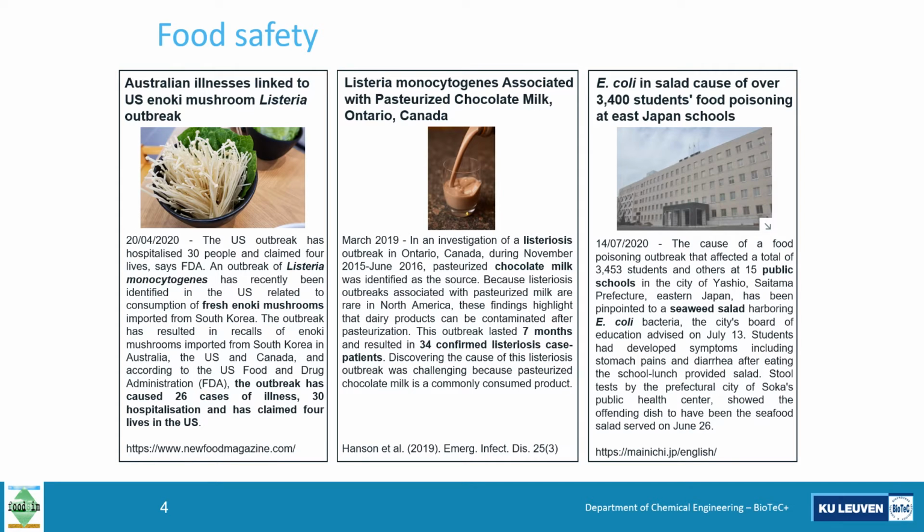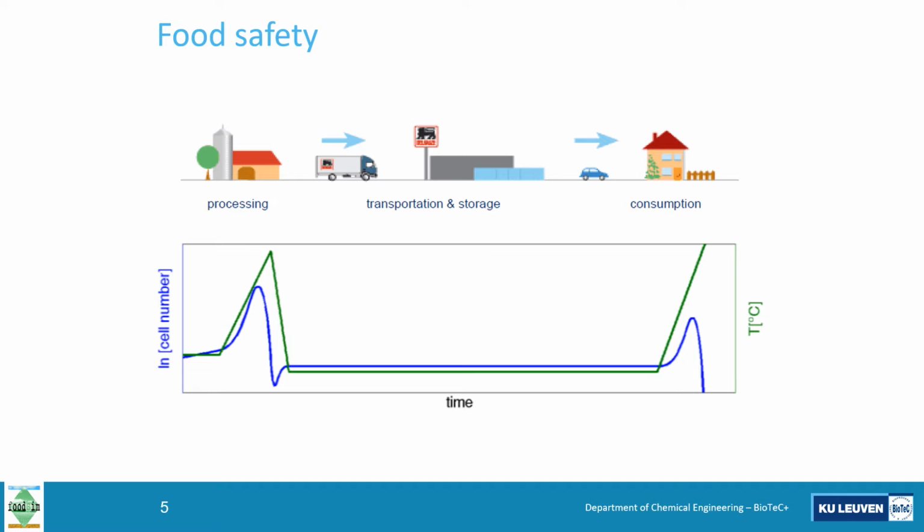Now the middle example is an outbreak associated to pasteurized chocolate milk, so heat treated, and this shows that even in this case we could still get the problems with food safety. Now to illustrate this, an example of a typical food chain, the processing plant, transport and storage, and consumption at home. And here at the bottom you see in blue the cell numbers inside the food product, and in green the temperature to which the food products are exposed.